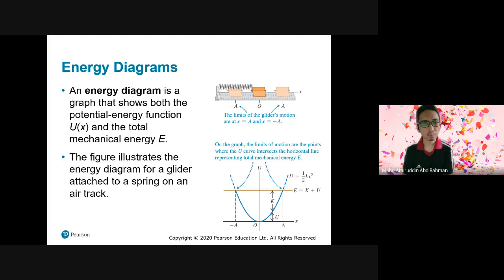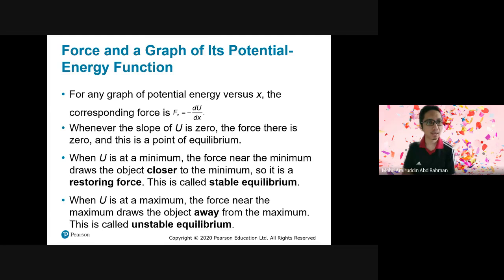We have the position O, which is the original position, and to the left, minus A, where the spring is compressed, and A, where the spring is stretched. Of course, you have this graph of the elastic potential energy. You have the equation E equals K plus U, and U is defined by half kx squared, and then force and the graph of its potential energy function.